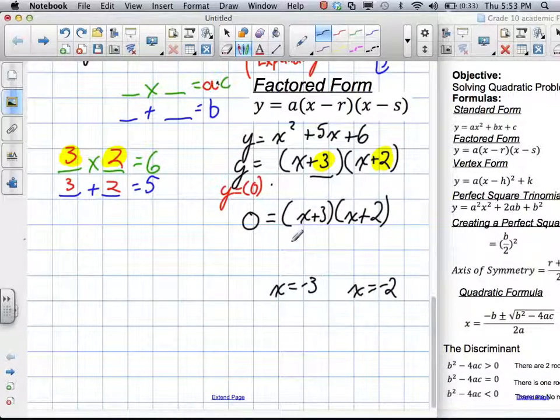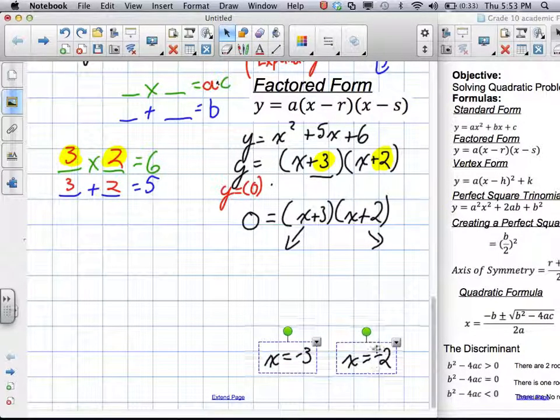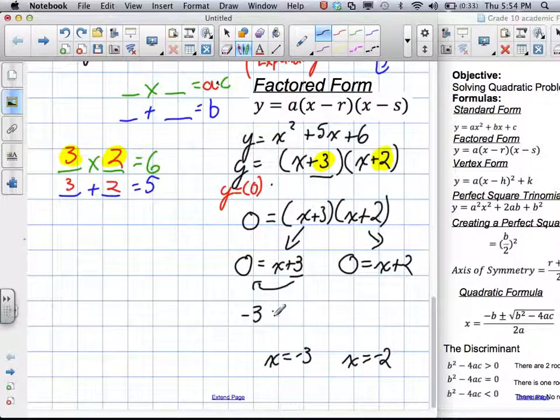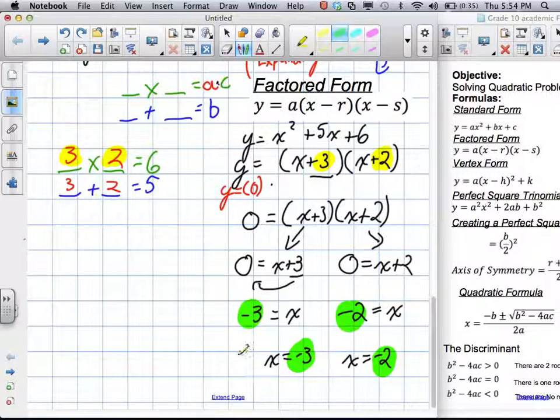So I take one bracket and the other bracket, and I set them each to 0 themselves. It becomes almost like two questions now. We get 0 is equal to x plus 3, and 0 is equal to x plus 2. Now I solve for x. I move the 3 to the other side of the equation. When I move 3 over there, what does it become? Negative 3, which is x equals negative 3. Now when I move the 2 over, I get negative 2. So just like in our answer, where we had negative 3 and negative 2, that's exactly what we solved.